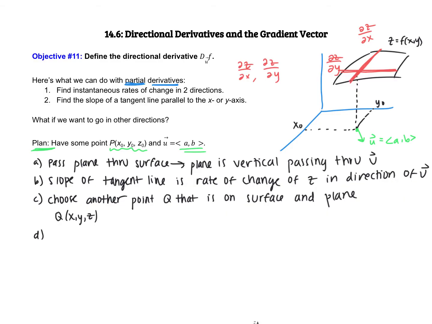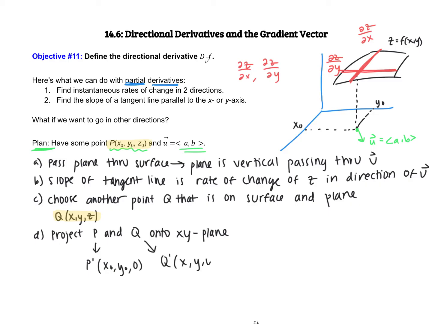So then what we are going to do is project P and Q onto the xy plane. So remember, we have Q here and we have P from above. So if we project those onto the xy plane then, the projection of P is now going to be x naught, y naught, 0. And the projection of Q is going to be x, y, 0.